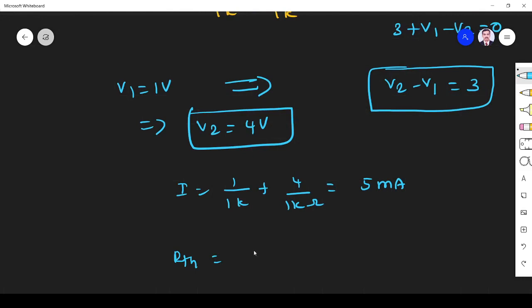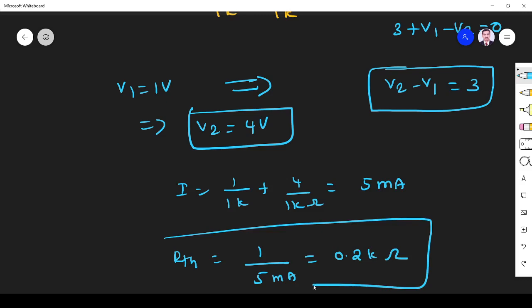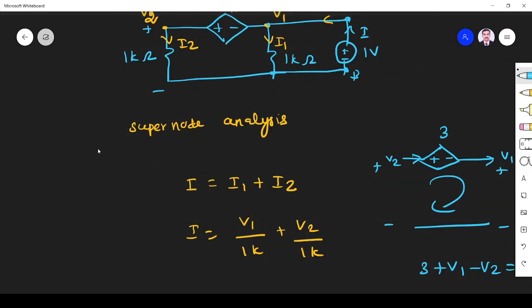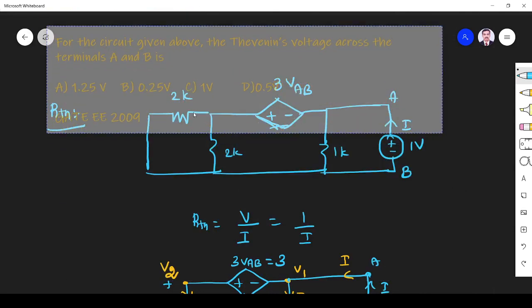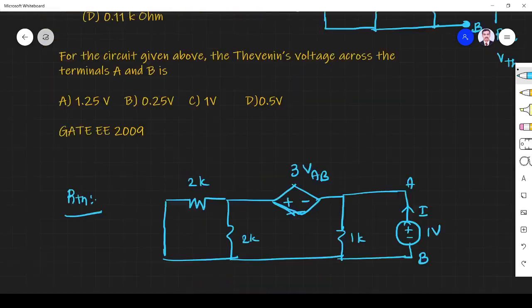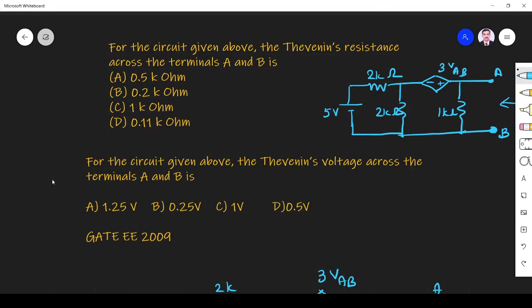R Thevenin is V by I. V is 1 volt, I is 5 milliamps. That is equal to 0.2 kilo ohm. So R Thevenin is 0.2 kilo ohm. Okay, let us see where is the answer. Okay, R Thevenin is 0.2 kilo ohm. So option B is the right answer.